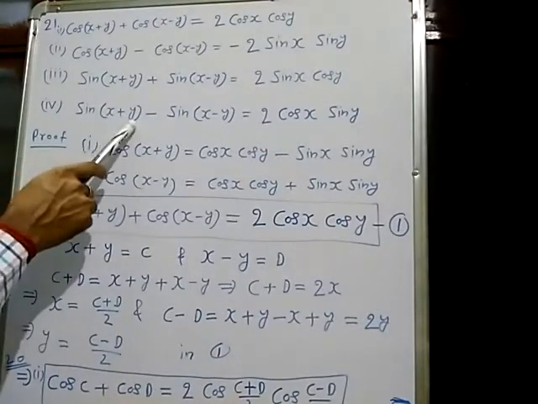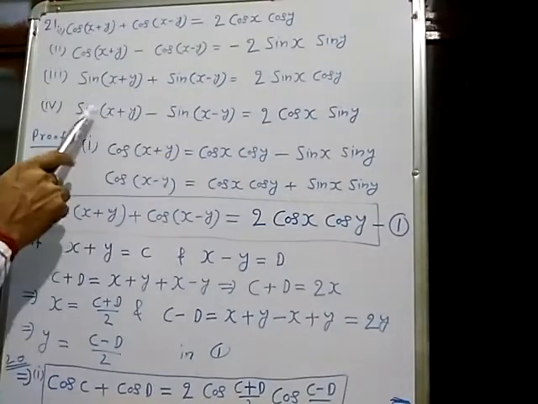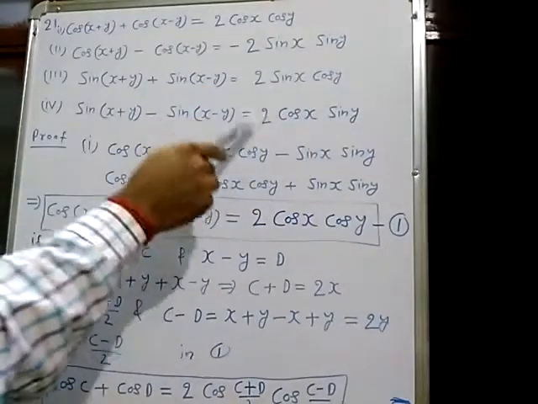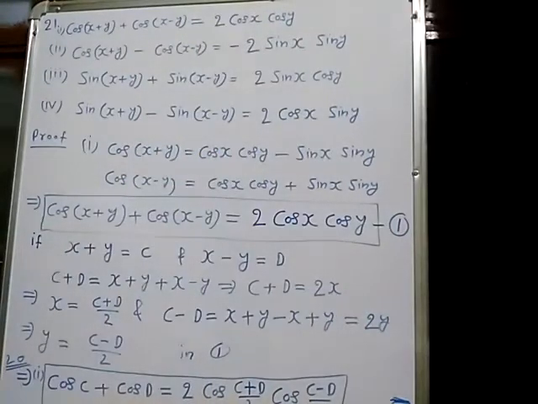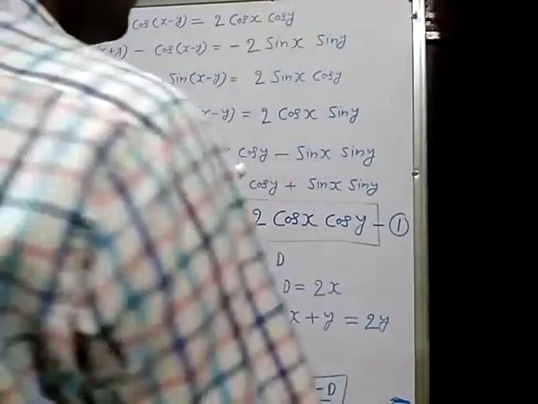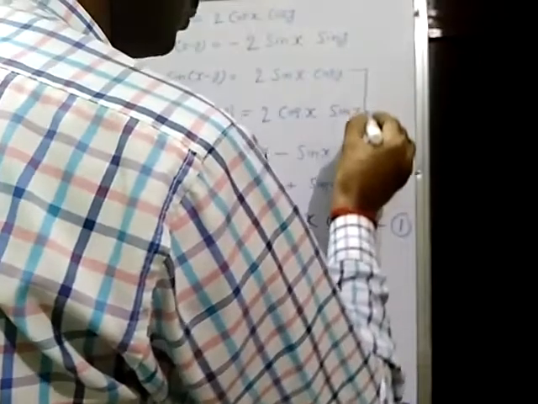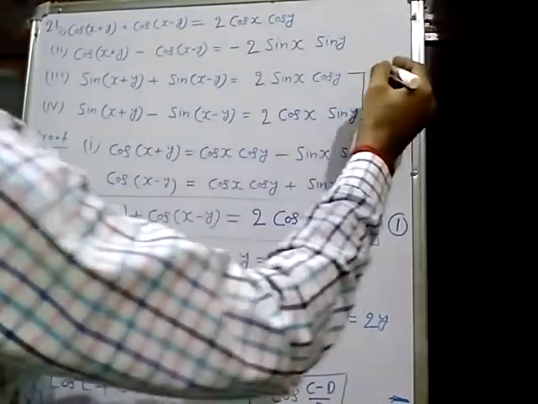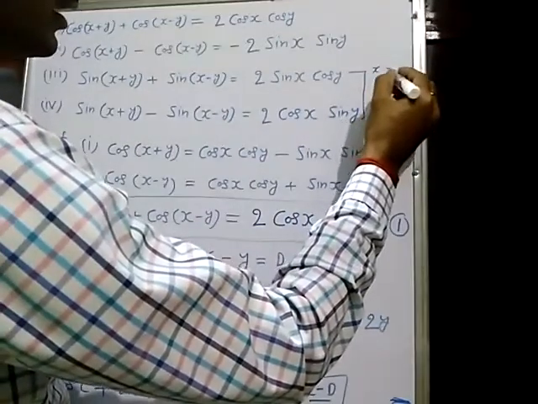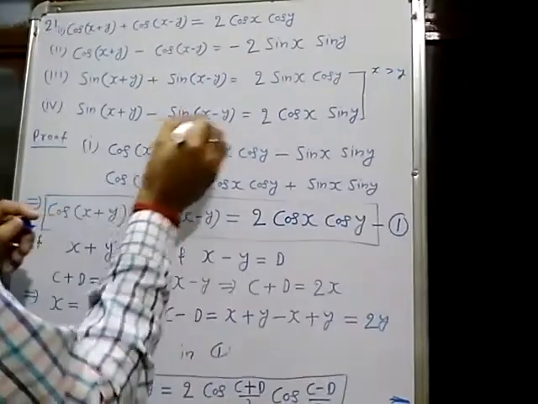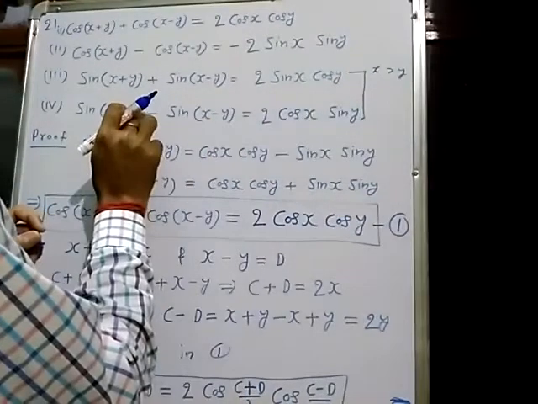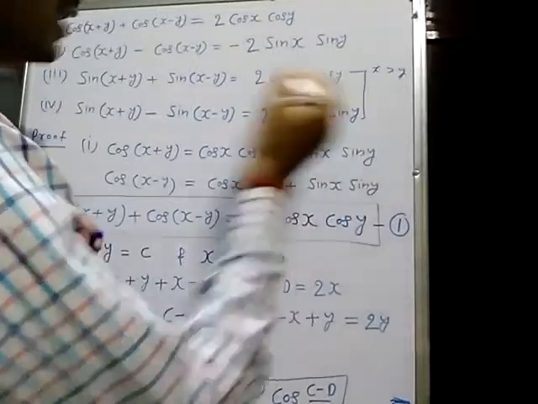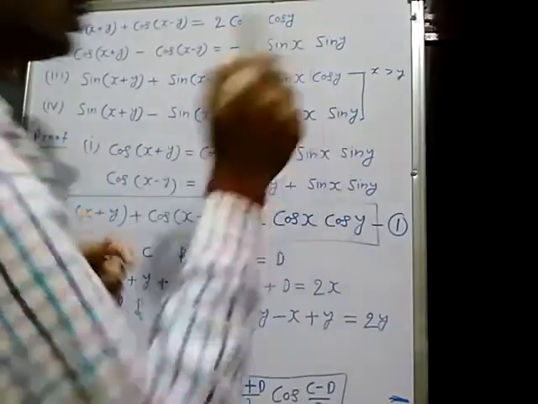And sin(x+y) − sin(x−y): its answer comes out as 2 cos x sin y. In both these properties, you need to remember the greater value. If I take minus common, it can be written as y−x. So always the greater value. Here x is greater than y, and in this case y is greater than x. That's why we are getting negative. So the greater value always goes in the term with the sine. So that is 2 cos x sin y.